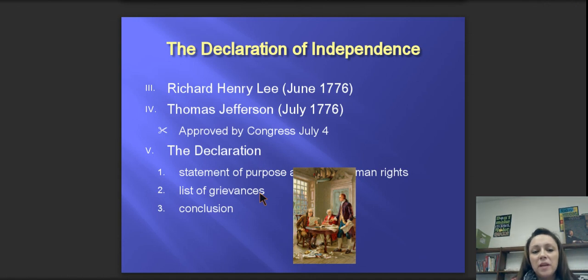So this is probably the biggest part of the Declaration because it's where Thomas Jefferson and the other committee that was established to draft the Declaration basically list their complaints, everything that they think King George has done that was wrong. So it's kind of a big section.